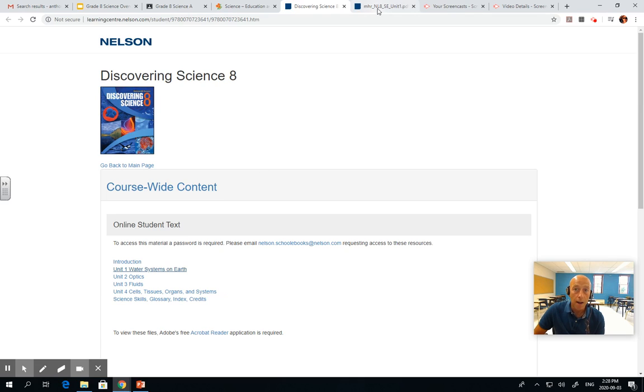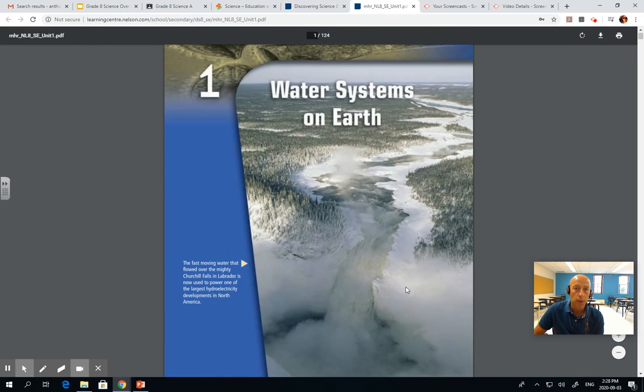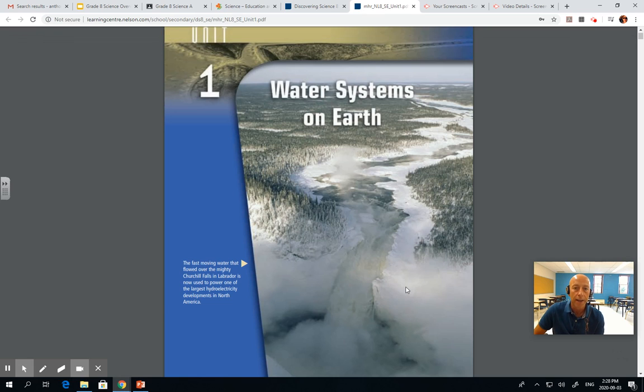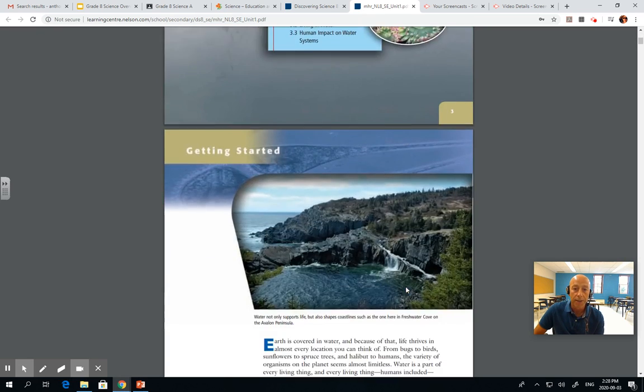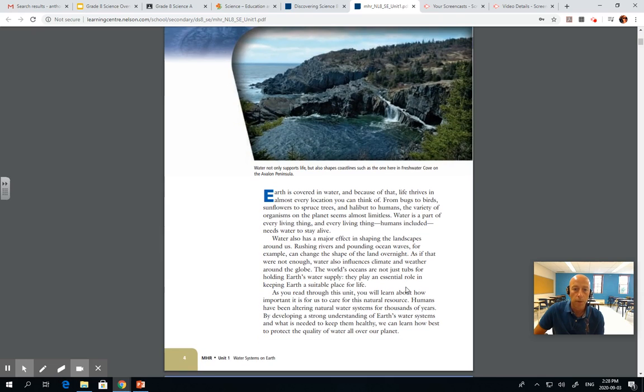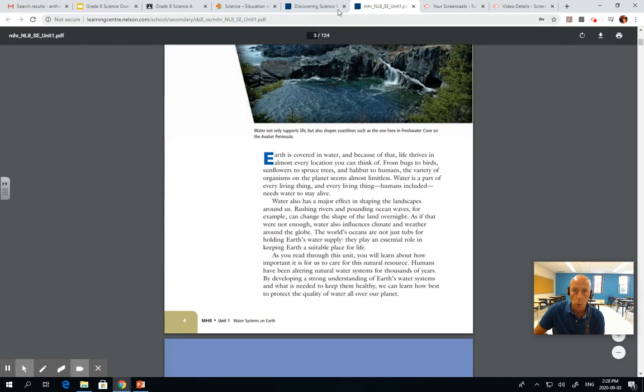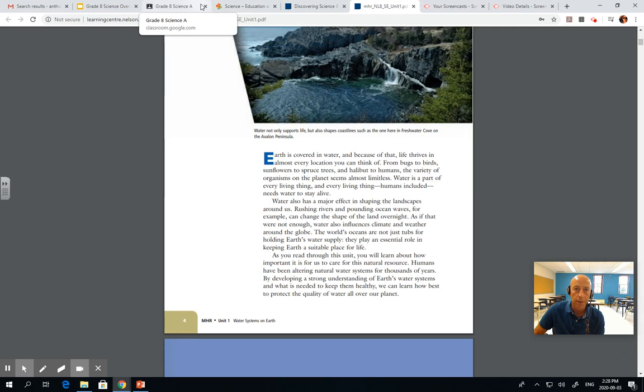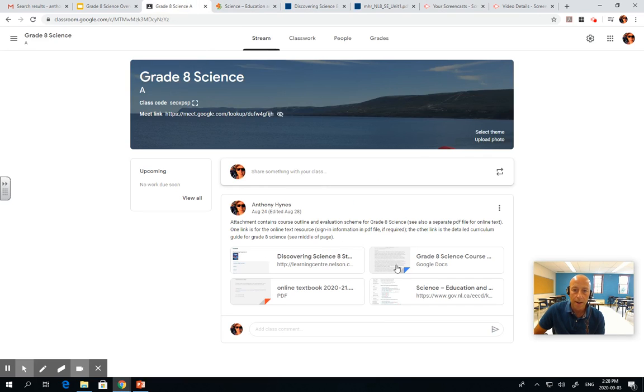But then you'll need to log on. I got that information there as well. And when you do, you get the entire textbook online, including the glossary. Okay, so every unit is divided separately, and you can see it's in full color and good quality on-screen kind of view. So we have all that here at our disposal as well.